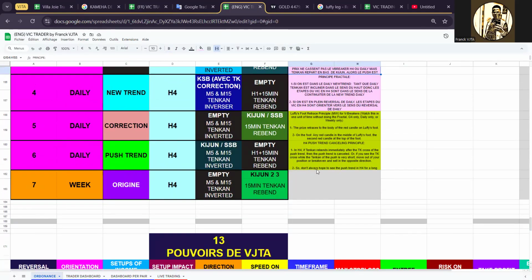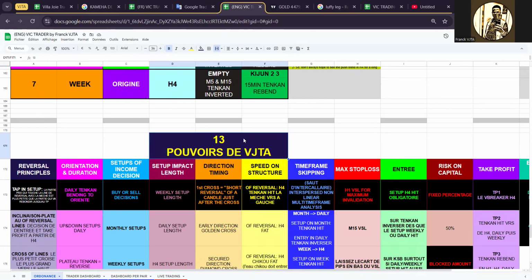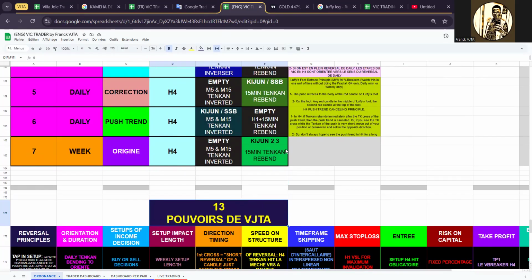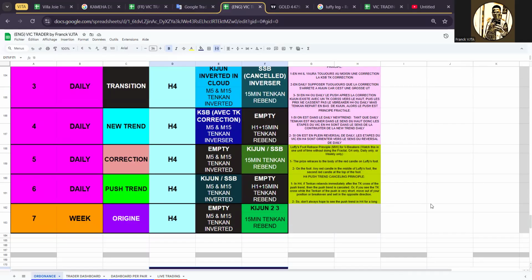So let's now look at the next, the last phase, which will be the power of Vegeta Ichimoku. The powers of Vegeta. I will translate it. So choose.